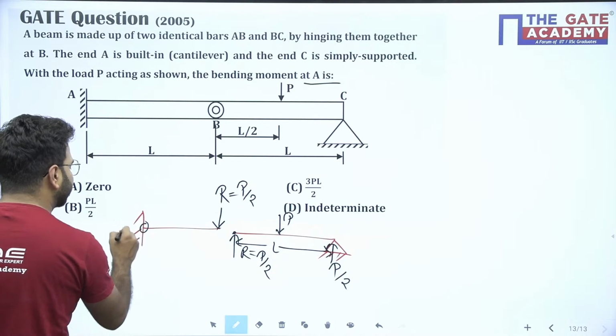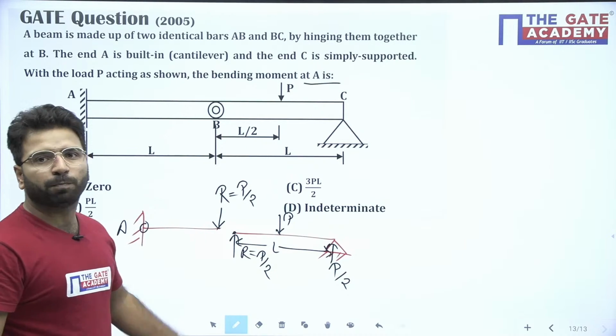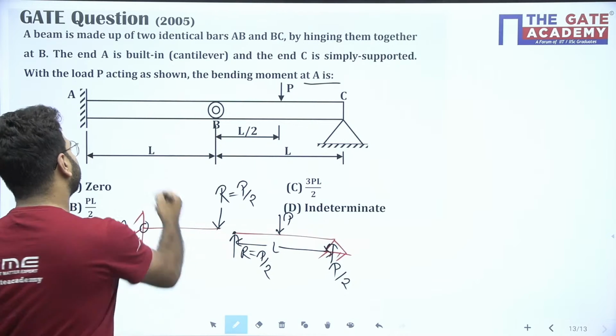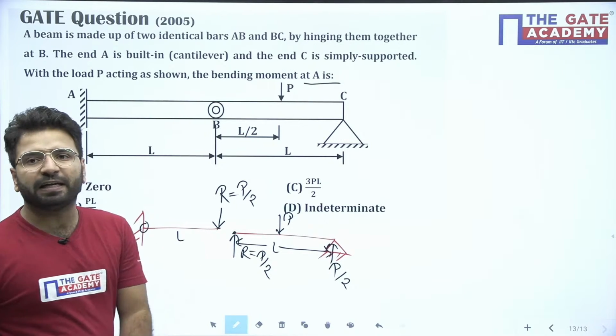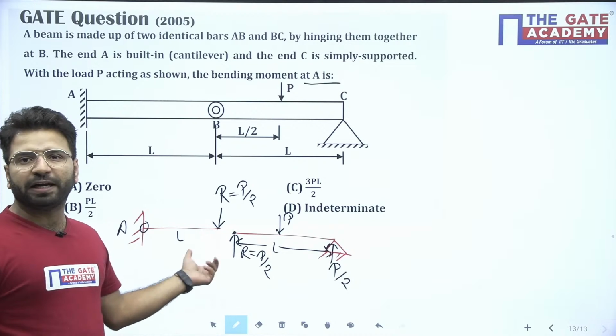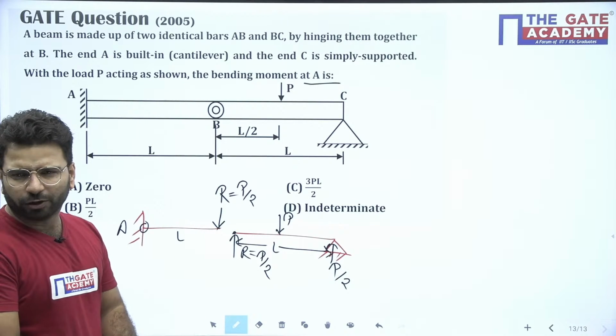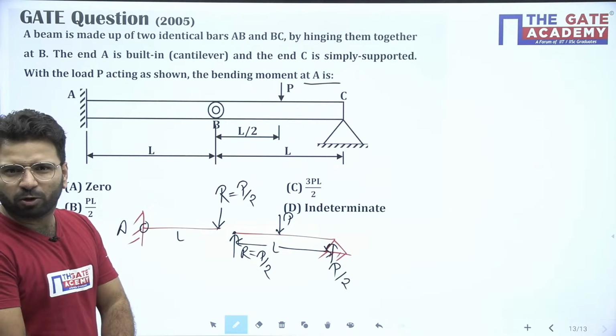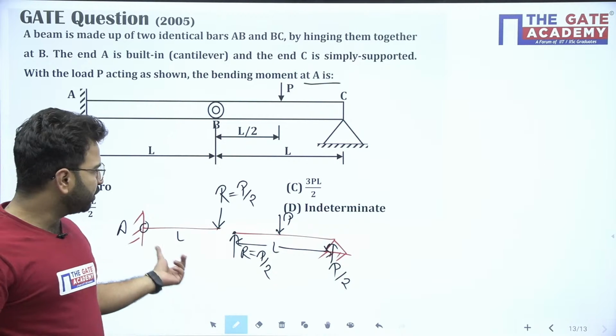The question is asking you for the bending moment at A. So P by 2 is the force, and the length is L. So what will be the bending moment, Pooja? It will be 0.